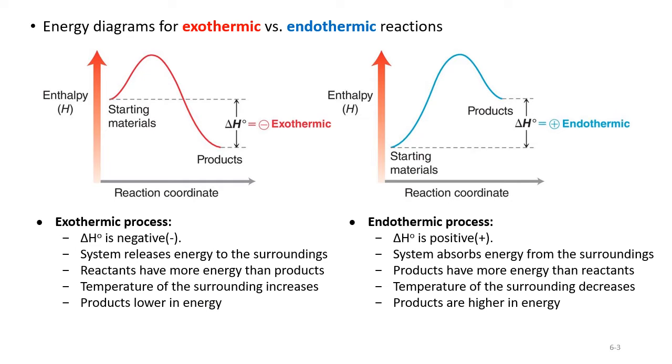Let's focus on exo versus endothermic reactions. Remember, an exothermic reaction is one in which the change in heat is negative, meaning the reaction releases heat to the surroundings. In an endothermic reaction, we have a delta H value which is positive, which means the reaction absorbs heat from its surroundings. So in an exothermic process, we're going to look at the potential energy diagram.